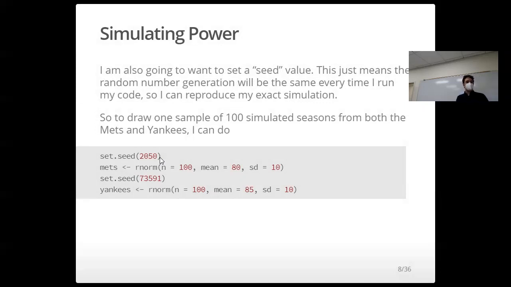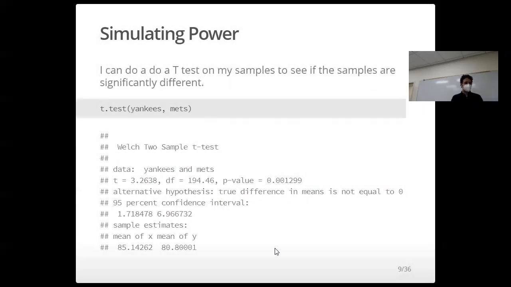So I'm going to draw 100 random samples for the Mets with a mean of 80 and a standard deviation of 10, and then same for the Yankees with a mean of 85 and a standard deviation of 10. So essentially what I'm saying is these are 100 random seasons for both teams, and we're seeing how many games they both win in each of those 100 seasons, and we're going to compare them.